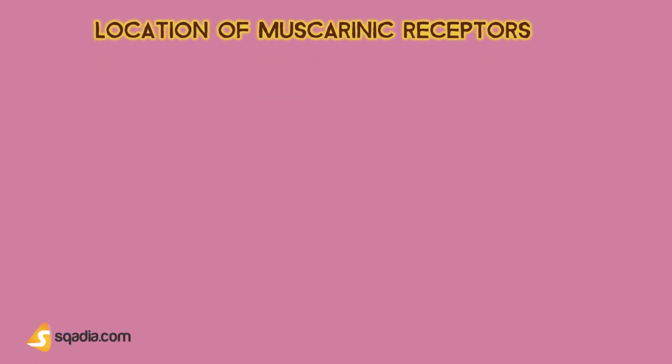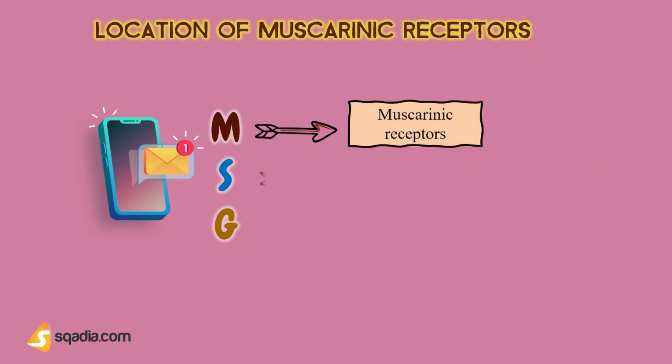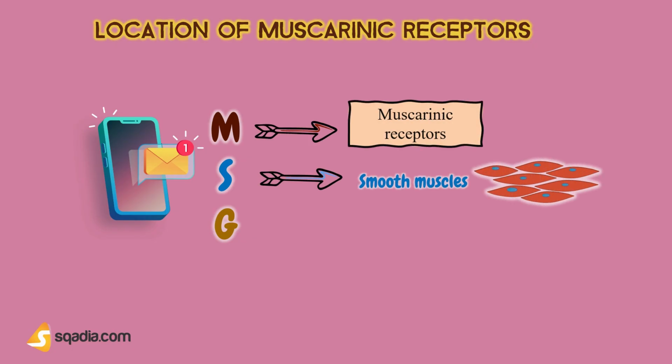Now, we know that muscarinic receptors are involved in the parasympathetic system. Their location can be remembered by a simple word, that is, "message," where M stands for muscarinic, that are found peripherally in S for smooth muscles, and G for glands.